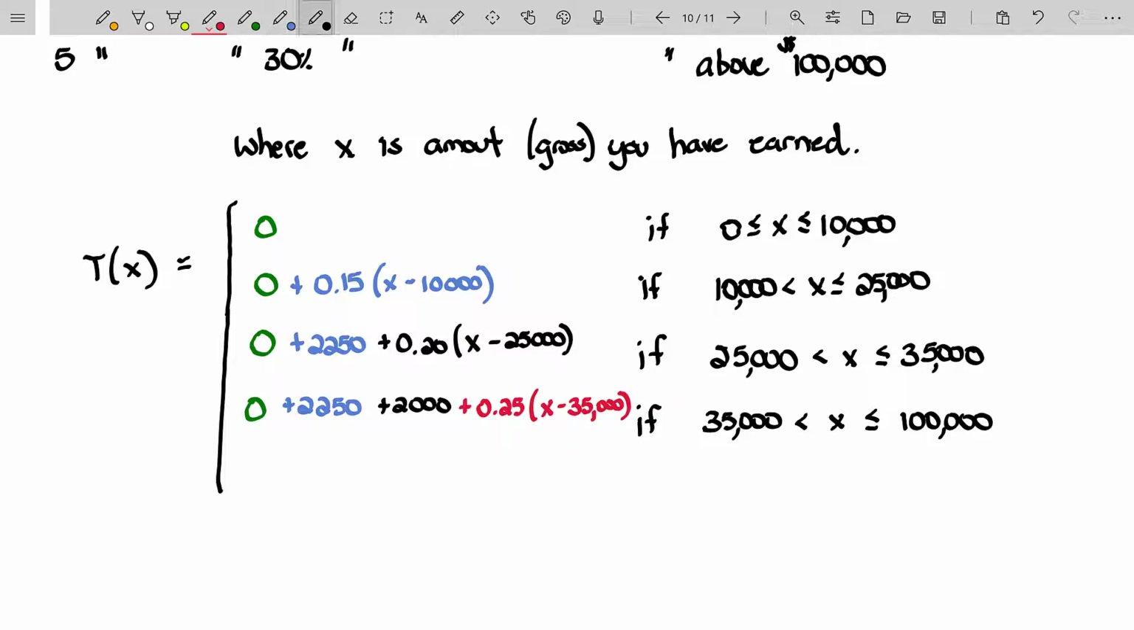The final bracket is if our income is greater than $100,000. Now, once you step into that tax bracket, you will have already paid $0 for having your first $10,000, and you will have already paid $2,250 for all the money you earn between $10,000 and $25,000. You will also already have paid $2,000 for all the money you earned between $25,000 and $35,000.